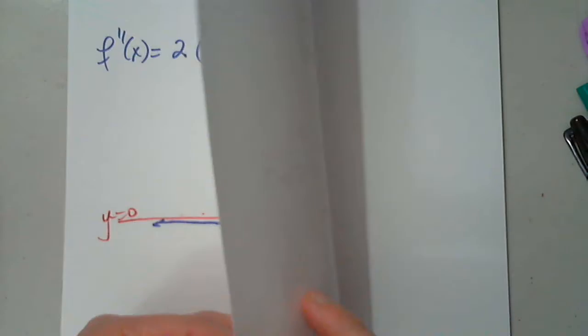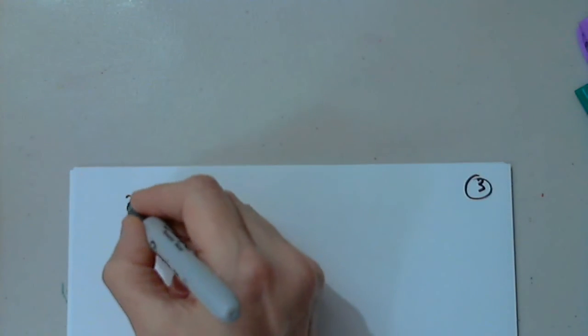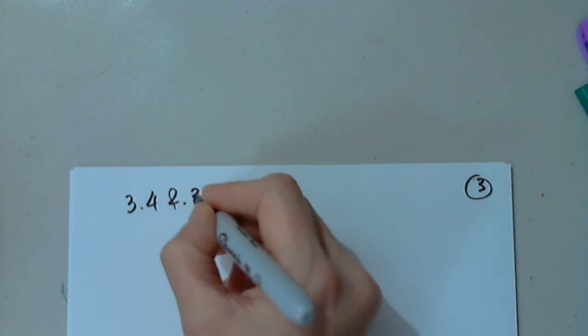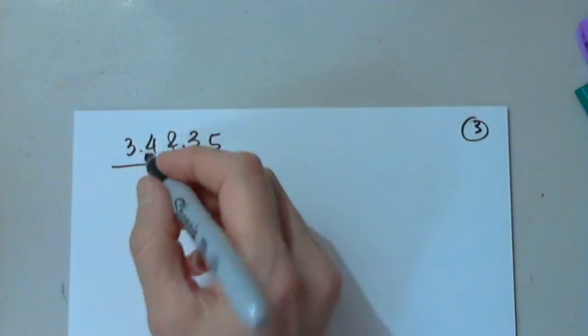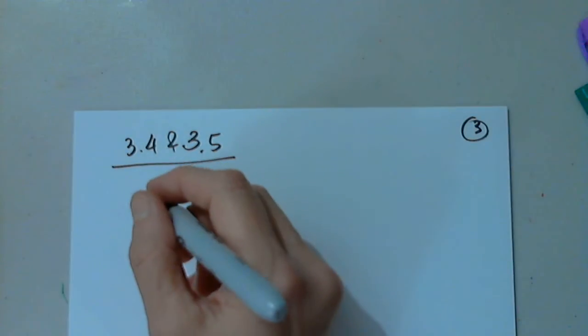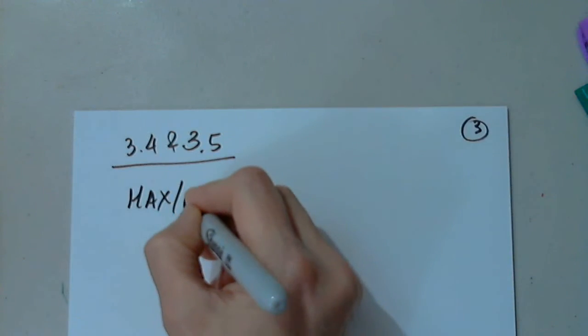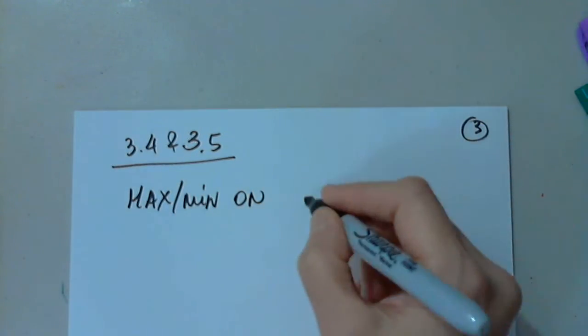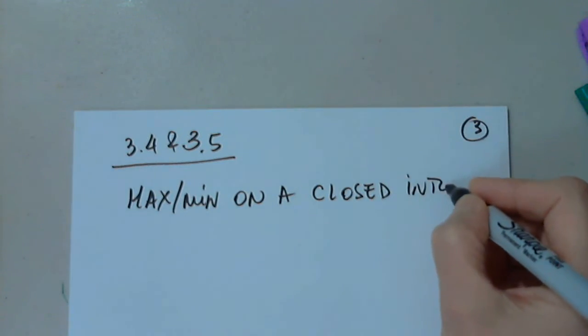Okay, so 2 things in 3.4. So we're going to try to accomplish today, I think I'm on page 3. So we're going to try to accomplish 3.4 and 3.5. So 2 different things. One thing that I would like to discuss here is max-min on a closed interval.